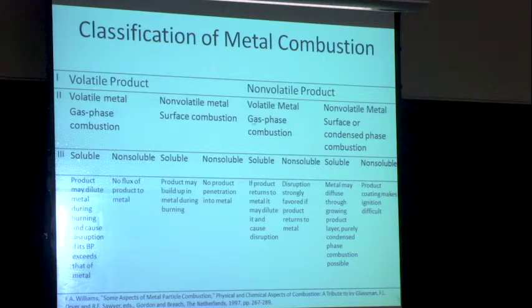And you can further break this down because some of the final products are soluble in the metal, and that can actually change the characteristics, whether or not the product is soluble or not, whether or not it forms a coating on the surface.